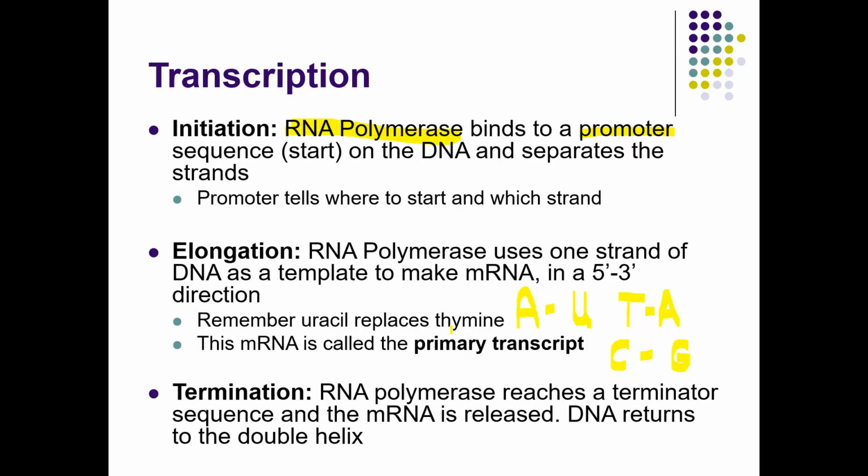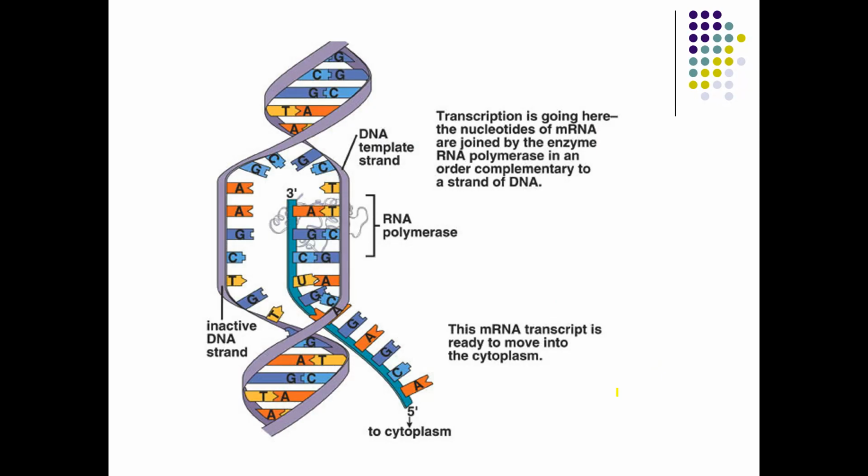So how does it know where to stop? And so in termination, the RNA polymerase reaches another sequence called a terminator, which just signifies the end of the gene. So it's really pretty simple. The RNA polymerase binds to a promoter. It builds the new RNA strand based on the complement system, and then it stops when it reaches a terminator sequence. And so it definitely looks a little different from replication.